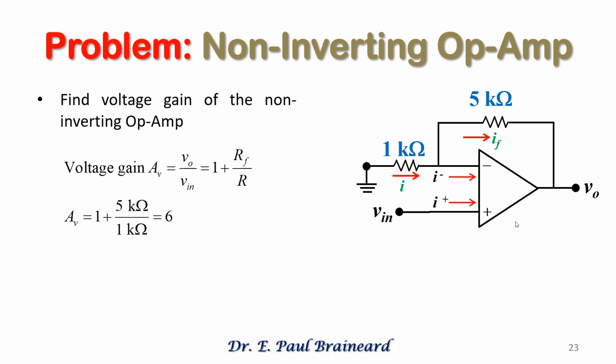Let us solve a simple problem on the non-inverting op-amp. In this problem, we are going to find the voltage gain of the non-inverting op-amp. We know that the voltage gain of a non-inverting op-amp is given by A_V equals V0 by V in, which is equal to 1 plus R_F by R. Therefore, substituting, we get the voltage gain of the non-inverting amplifier as 6. You can observe that there is no phase shift between input and output voltages.